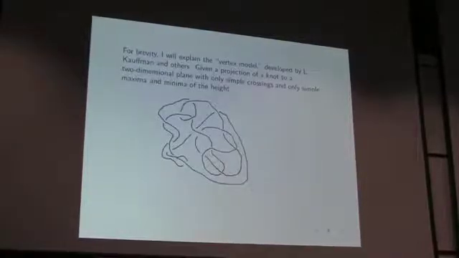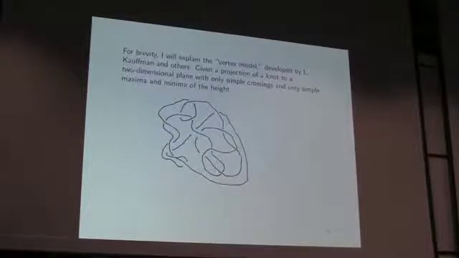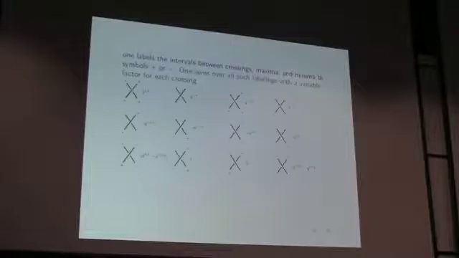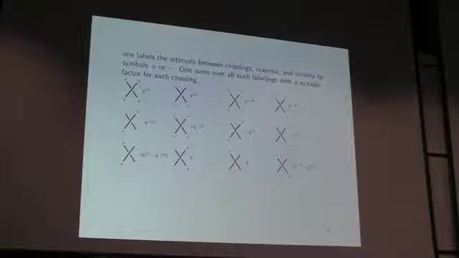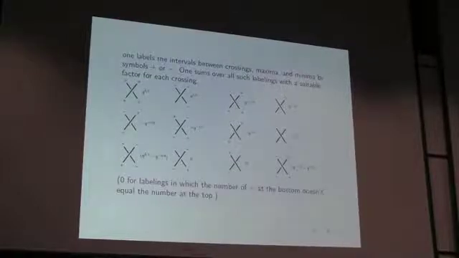Given such a projection, you divide the diagram into pieces that are separated by the minima, the maxima, and also the crossings. You label each interval between the minima, maxima, and crossings by a symbol, plus or minus, and then you sum over all such labelings with a suitable factor for each crossing, maximum or minimum. The maximum and minimum are on the next page.